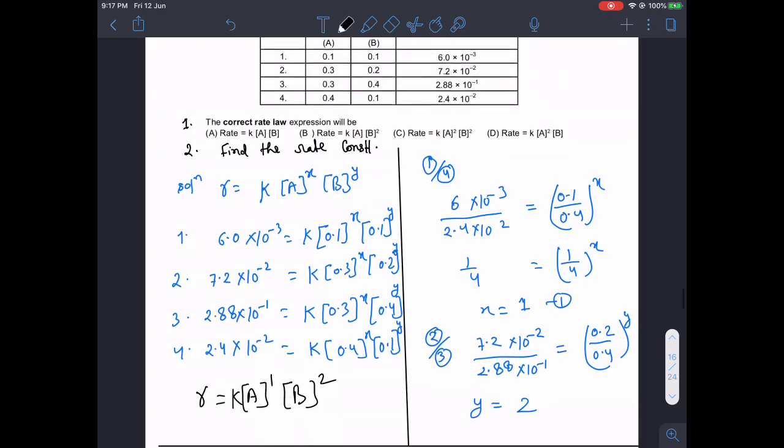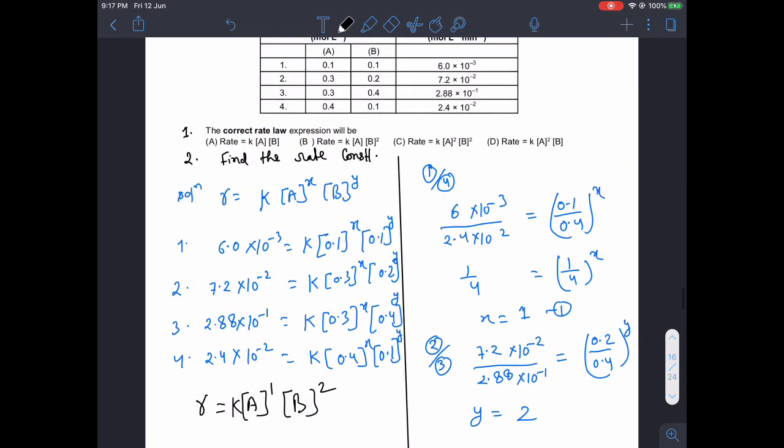Now if you want to know how to get the value of the rate constant k: just looking at this rate expression, you take any one of these values from the table, you substitute the rate, you substitute the concentration of A and B, and the only variable left is k. So you can get the k value very easily, right? Now coming to the second part. So this is how we calculate the order of a reaction experimentally, guys.